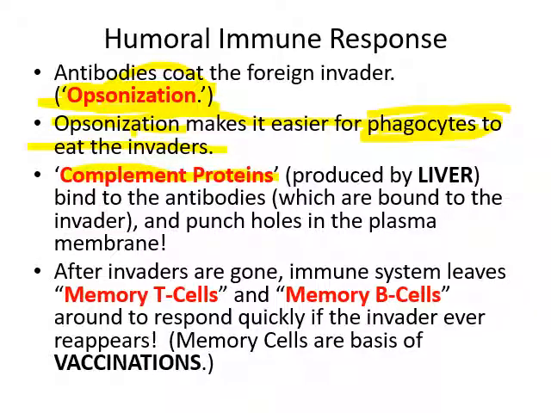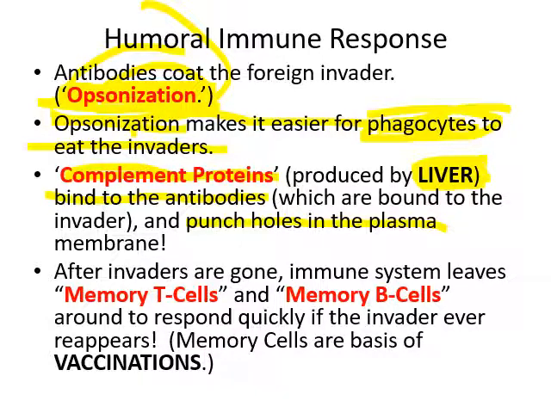Those complement proteins are produced by the liver, right? So there's another awesome thing that the liver does. Remember, on the final exam, I might ask you to list 10 things that the liver does. And these complement proteins bind to the antibodies, and punch holes in the plasma membrane of the virus or the bacteria. So, two ways that opsonization kills a bacteria or a virus.